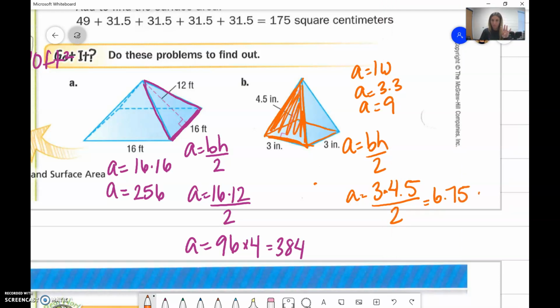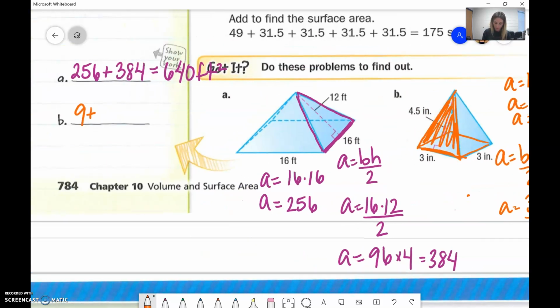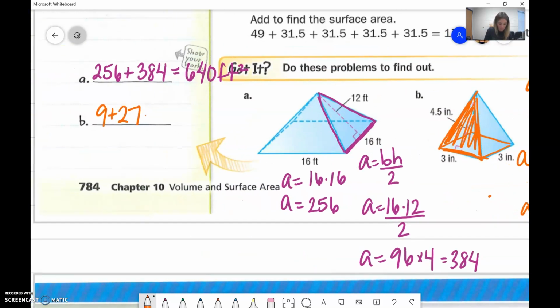But that's the area for only one. But I have 4 of them, so I'm going to multiply that by 4. When I multiply that by 4, I get 27. I'm going to double check that though. So 6.75 times 4 is 27. So now I'm going to take 9 plus 27, which gives me 36, and we're talking about inches, so we're talking about 36 inches squared.